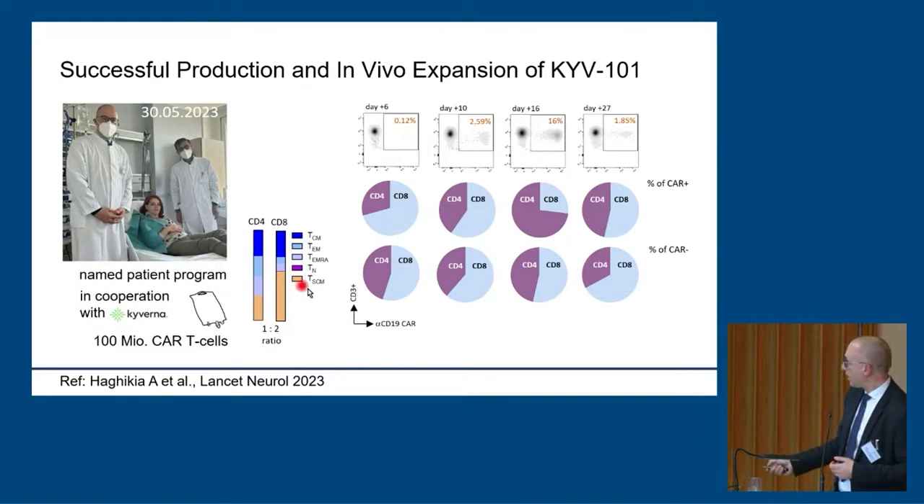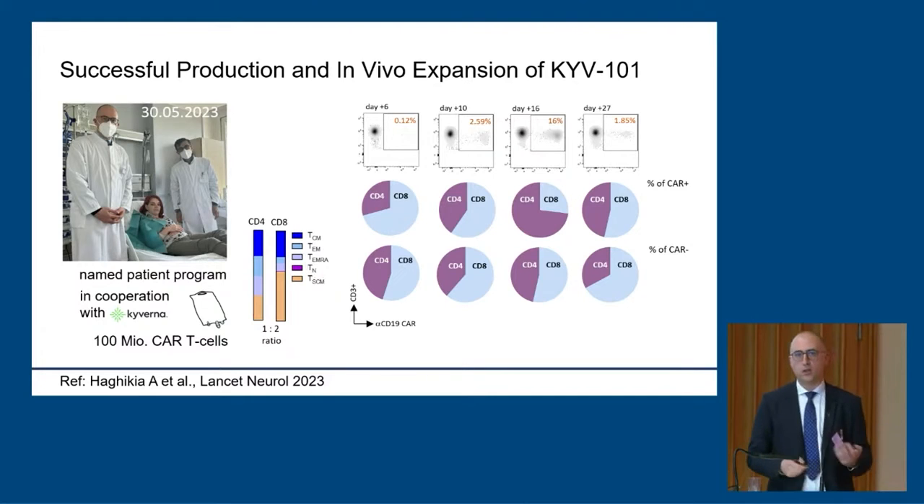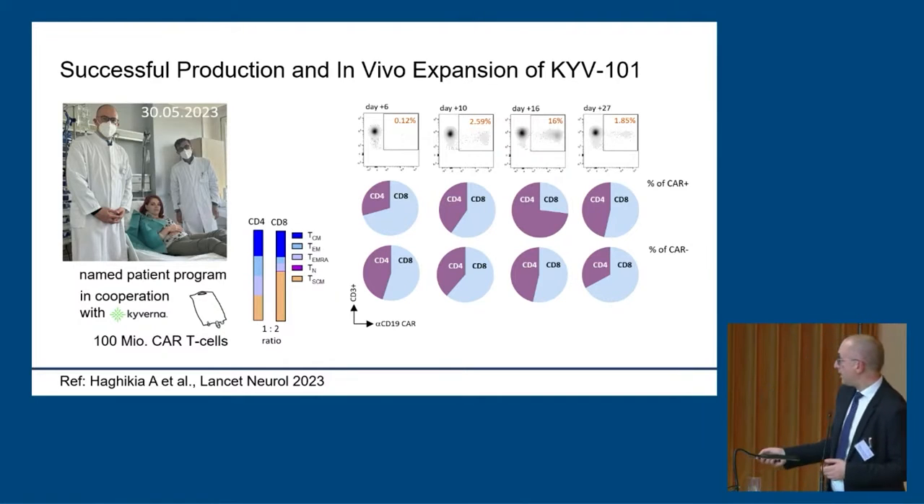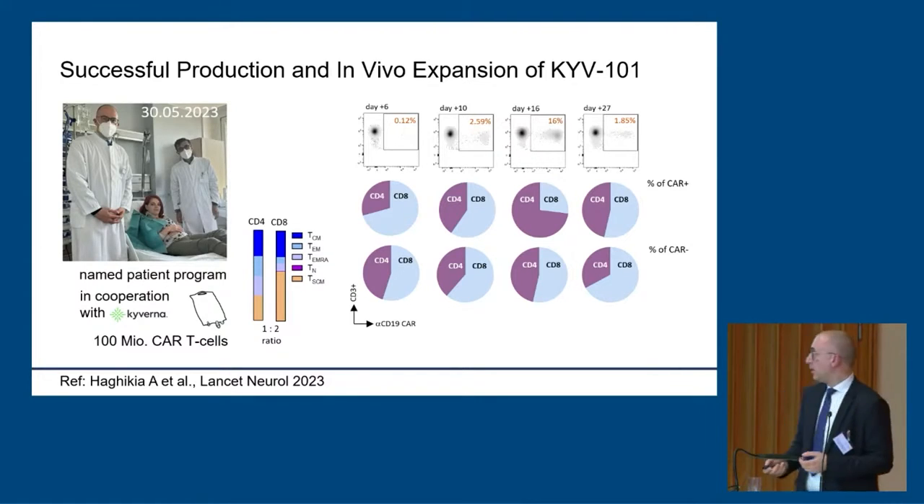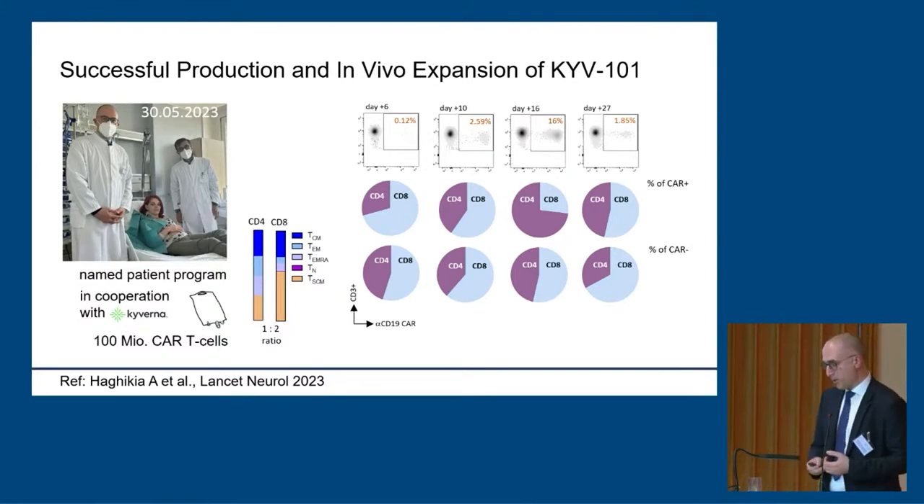And we had in our product bag a lot of stem cell-like memory cells, which also was very nice for us because we know that they have the highest proliferative potential. And we infused those cells, 100 million. In that case, 1.5 million cells per kilogram body weight. And we're eager to see whether those cells expand.